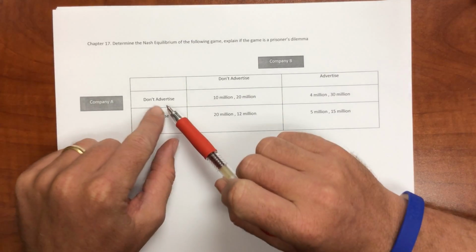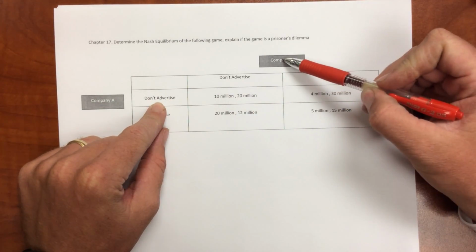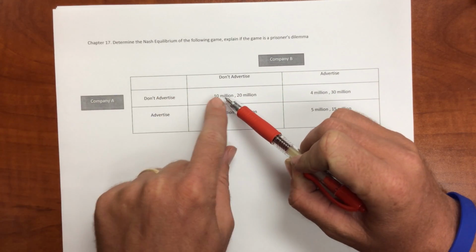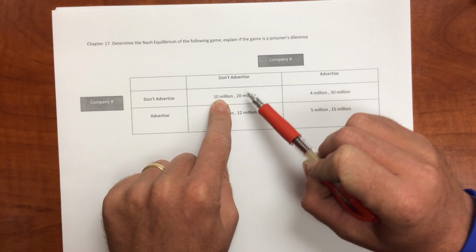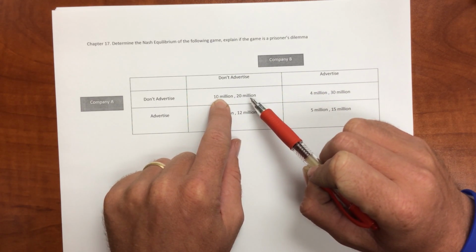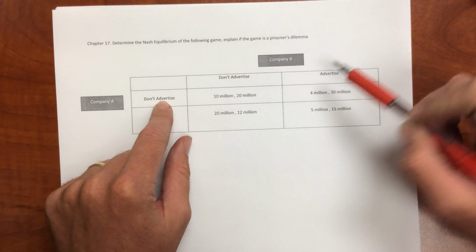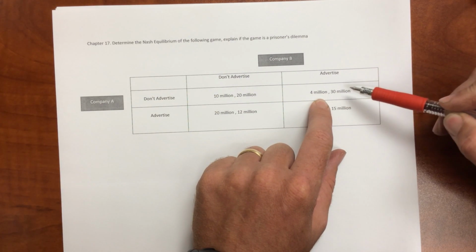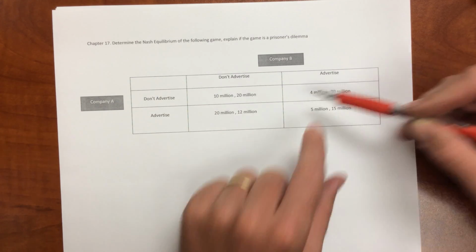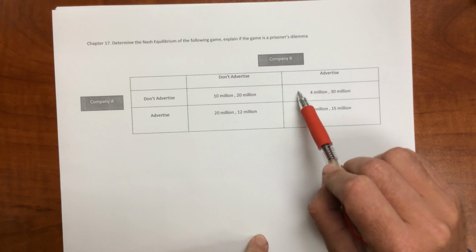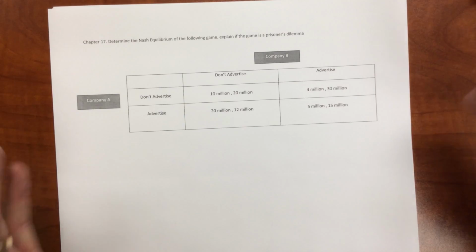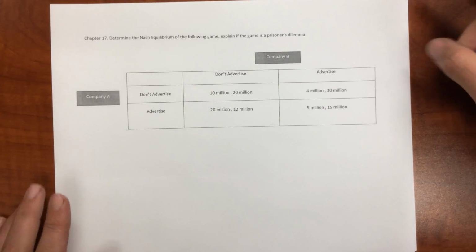So if company A chooses not to advertise and company B chooses not to advertise, company A, which is the player on the left, will get $10 million. Company B, the player on the right, will get $20 million. If company A chooses to not advertise and company B chooses to advertise, then company A will get $4 million and company B will get $30 million. And vice versa. Each of these squares is a payoff. And so we think of this as a matrix, some type of table that shows us the different strategies and different payoffs.